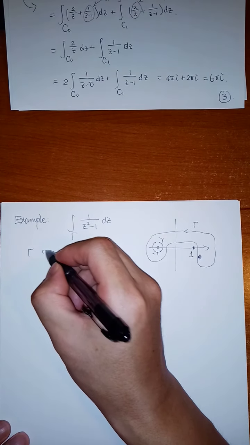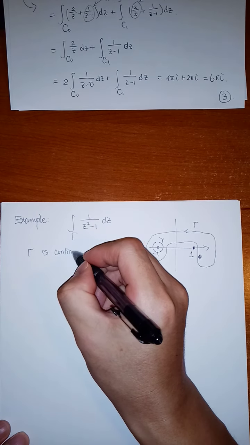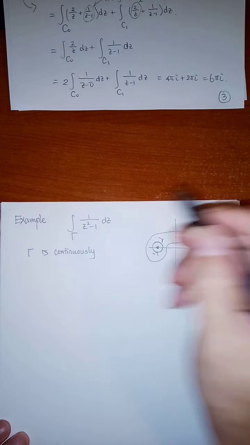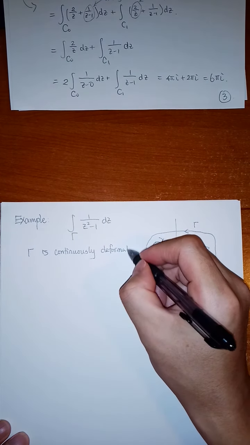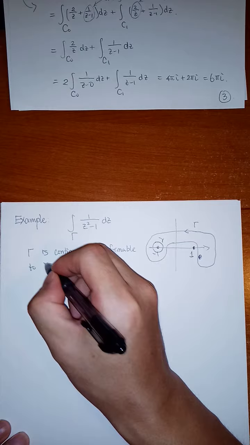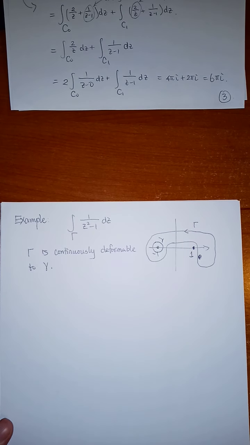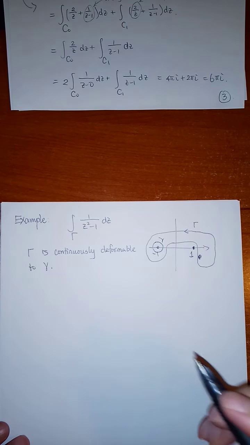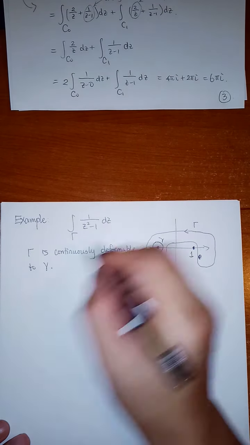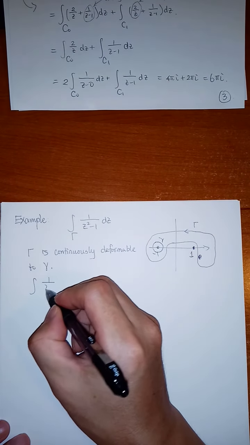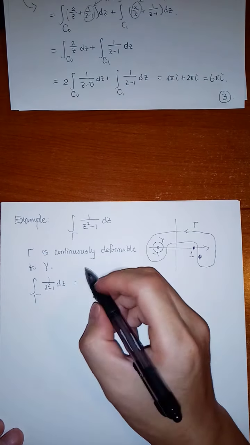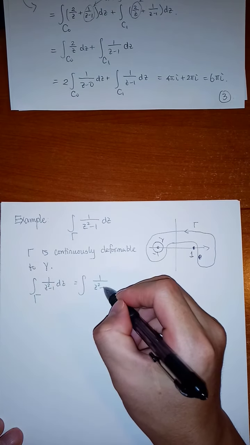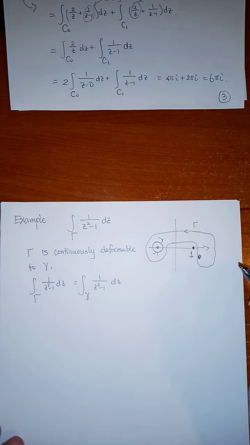Okay, so first of all, we are going to just draw a small disk, little gamma. And gamma is continuously deformable to little gamma. And then the integral 1 over z squared minus 1 dz over gamma can be written as an integral 1 over z squared minus 1 dz over little gamma. Okay, now let's continue the discussion.